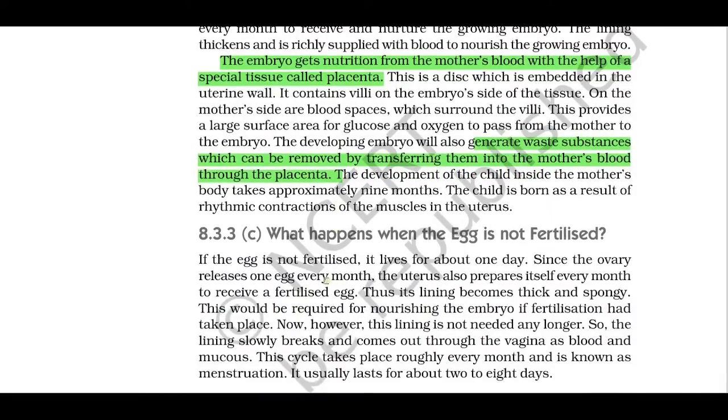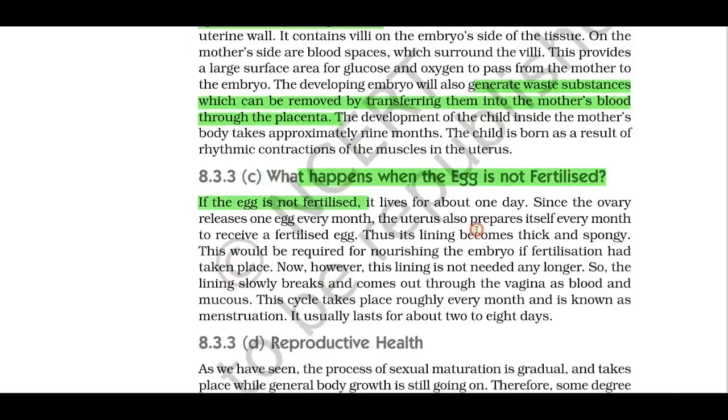What happens when the egg is not fertilized? Very important question. If the egg is not fertilized, it lives about 1 day. Since the ovary releases one egg every month, the uterus also prepares itself every month to receive a fertilized egg. Thus, its lining becomes thick and spongy.